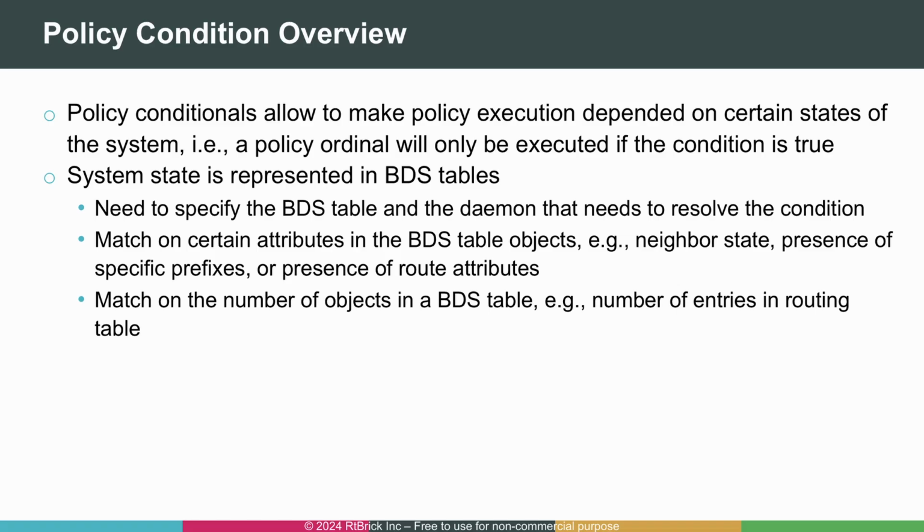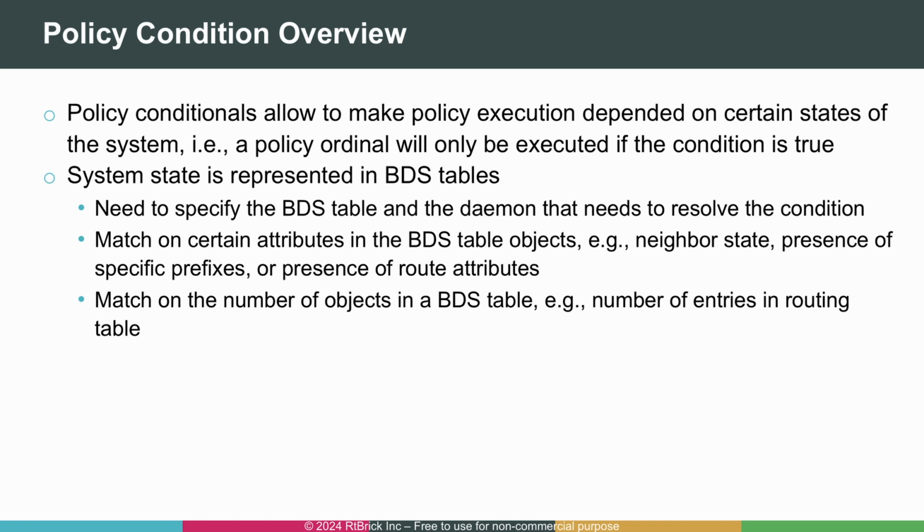In RBFS, this system state is represented by entries in BDS tables. To configure a policy condition, you'll need to specify which BDS table should be consulted, and which brick daemon is responsible for evaluating the condition. There are two ways to define a policy condition. You can match on the presence or value of an attribute in the BDS table. For example, you can check the state of a routing protocol neighbor or look for the presence of a specific route.